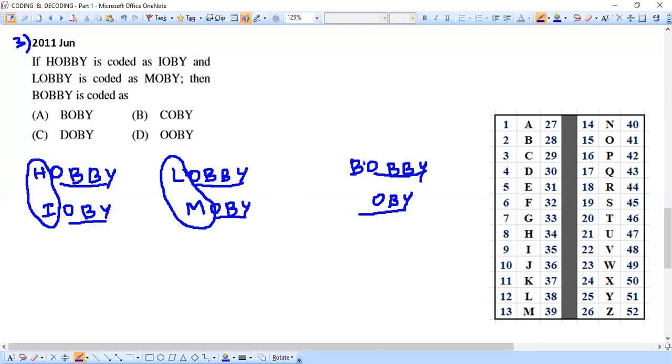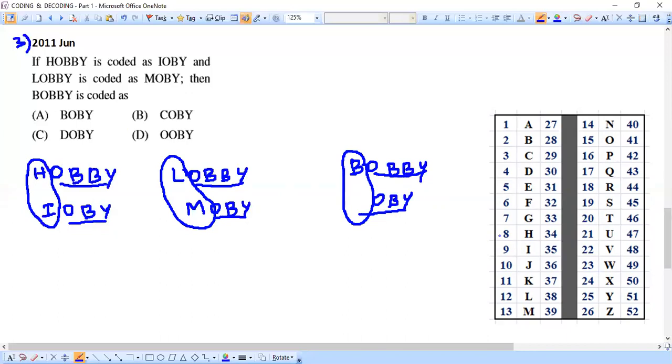Because I have the first letter in our question word to be B, what would be the respective answer for that? That's what we need to catch. Now let's see H to I. See the travel here. Come to this list, numbers and alphabets. H is coded as I.